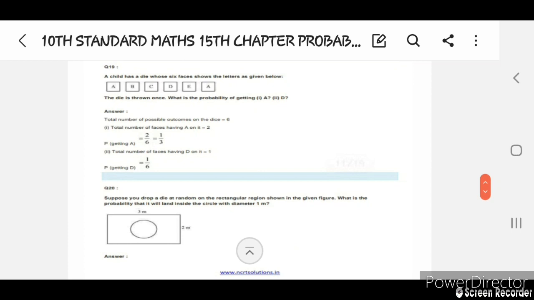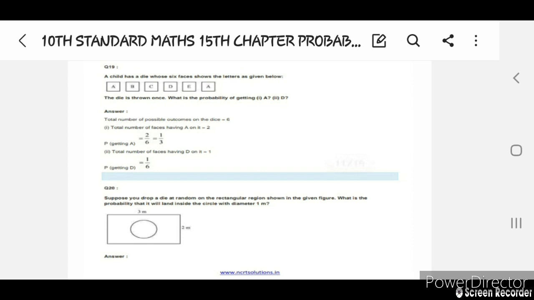A child has a die whose 6 faces show the letters given below. Here the letters are A, B, C, D, E, A. In that, what is the probability of getting A? A is there 2 times on that die, the first one is A and the last one is A. So therefore 2 by 6, which is equal to 1 by 3, is the probability.